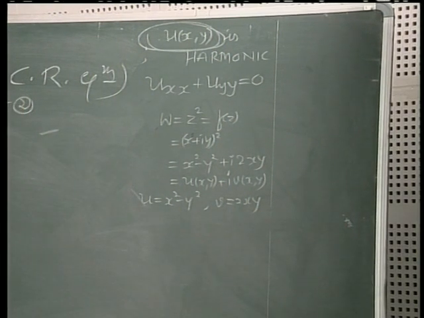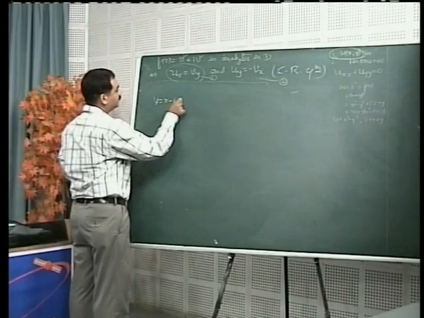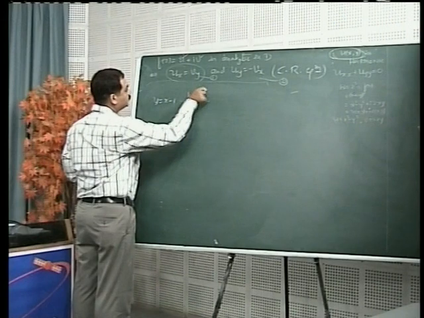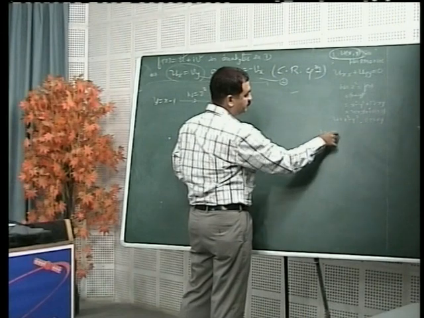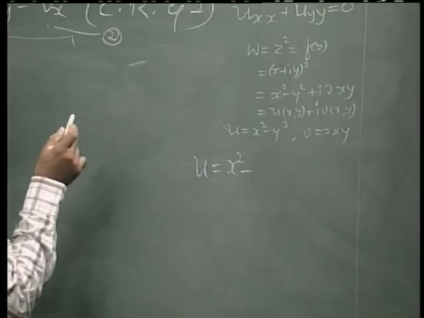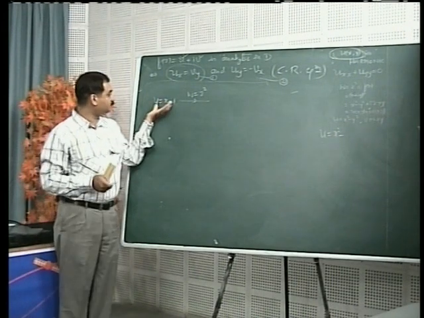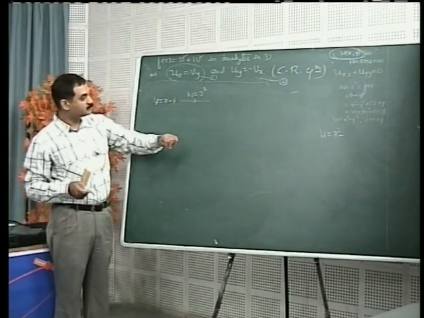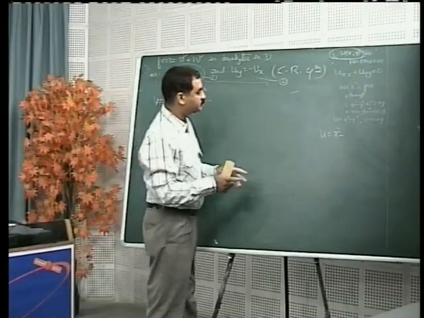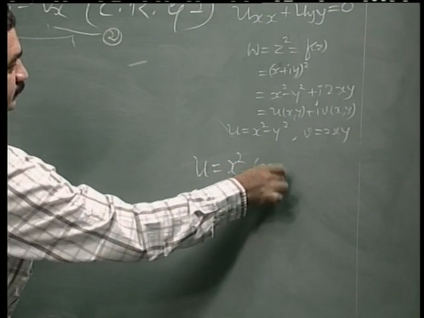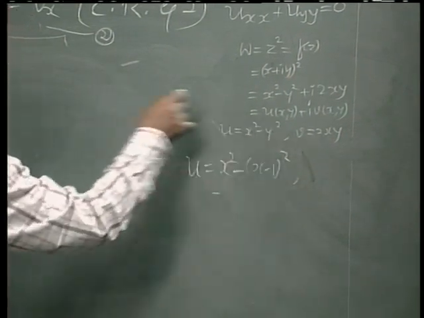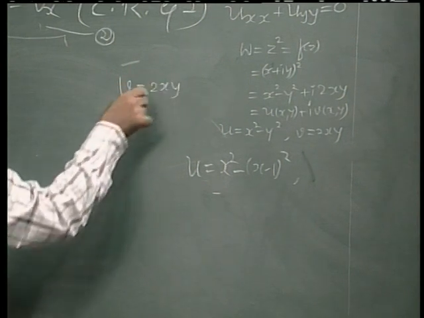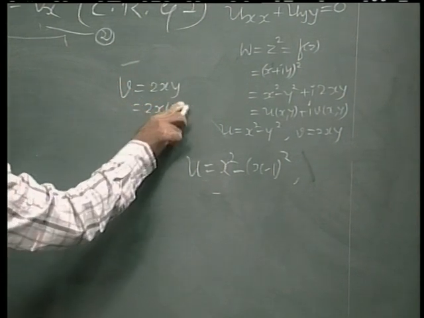Okay. We have to find the image of the line y equals x minus 1 under the mapping w is z square. So we have these equations. To find the image of y is x minus 1, u is what? x square minus y square. So this is x square minus (x minus 1) square. And v is 2xy, so it is 2x into (x minus 1).